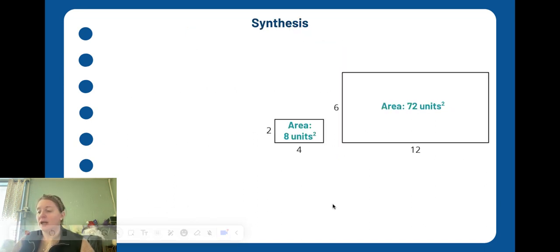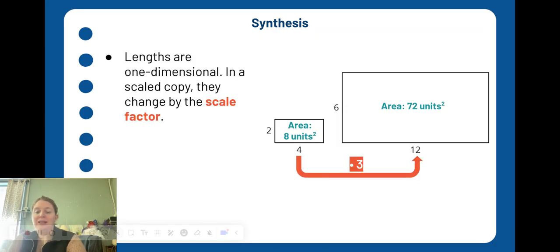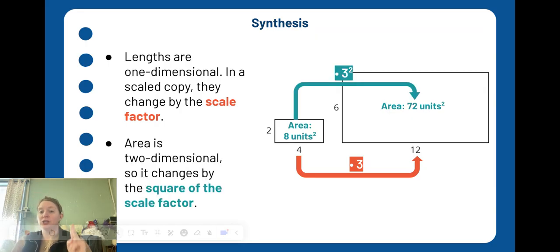All right, so let's break it all down. We learned that lengths are one-dimensional. In a scaled copy, they change by the scale factor. So 2 times 3 is 6, 4 times 3 is 12. So lengths are just one dimension because it's length or width, right? It's just one dimension. But area is two-dimensional, so it changes by the scale factor times itself.